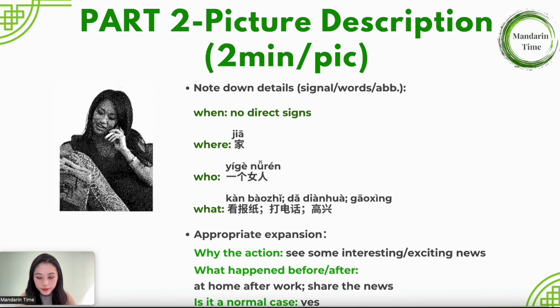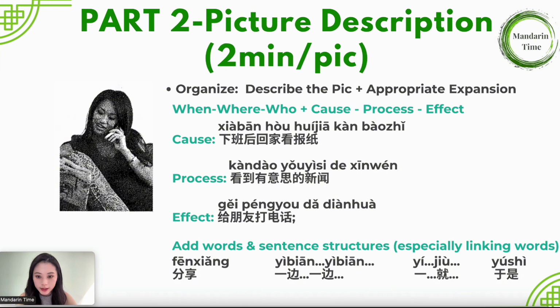So then let's organize the structure. The woman read the newspaper after work at home. 下班后回家看报纸. Then she saw some interesting news. 看到有意思的新闻. So she called a friend. 给朋友打电话. We can add words like share, 分享, and for linking words, we can use 一边 to express she's calling while reading, and 依旧 to express that we all call a friend once we see a funny news. I also want to use 于是, meaning hence, to indicate why she made the call.